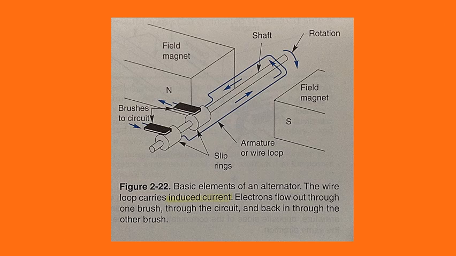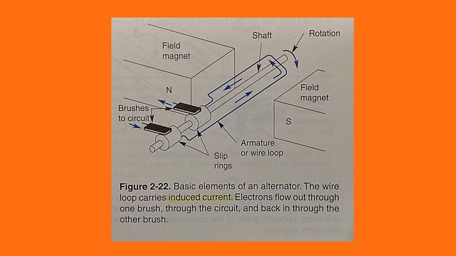As the armature is turned, it cuts through the magnetic field created by the field magnets. Electrons flow through the wires of the armature. The electrons move into one of the slip rings, then to one of the brushes, and then finally to the external circuit, such as the one in figure 2-22.